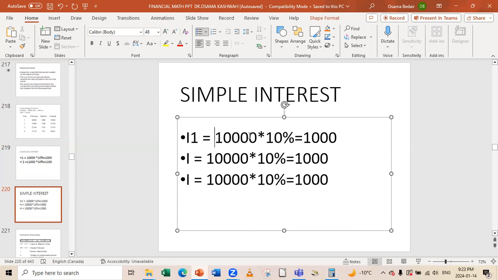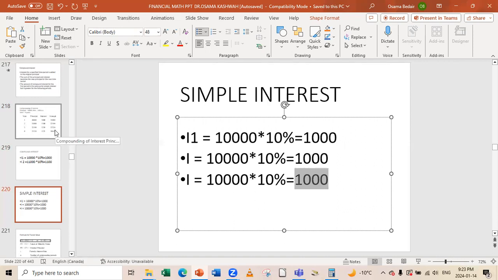So the original amount is 10,000 times 10%. That will give me 1,000 interest. Then the total amount will be 11,000. Second year, 10 and 1, 11,000. Third year, 10 and 1, 11,000.